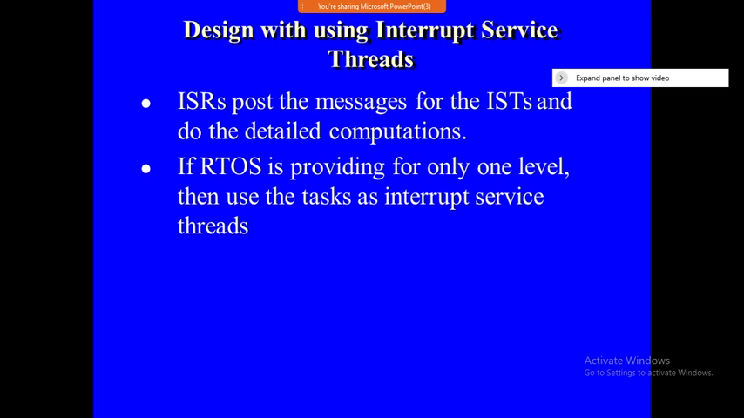Design using interrupt service threads. Using the interrupt service threads, how is it going to be designed.